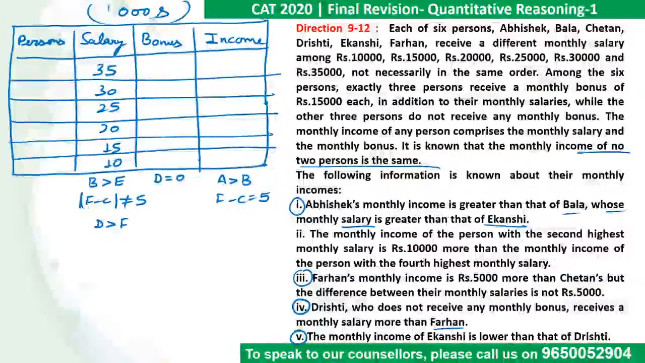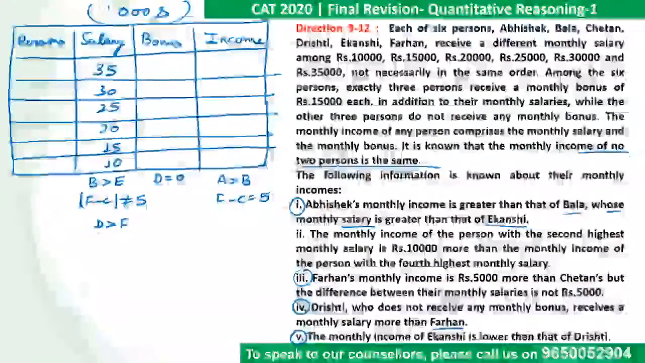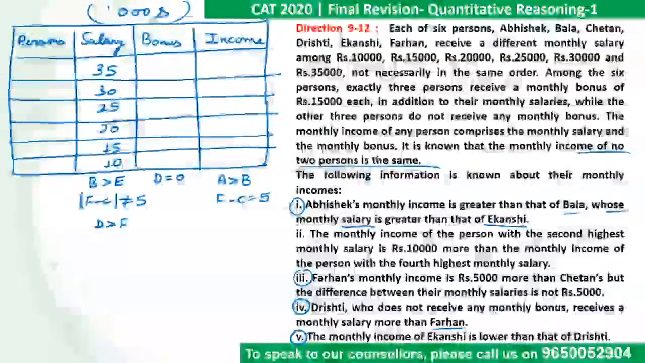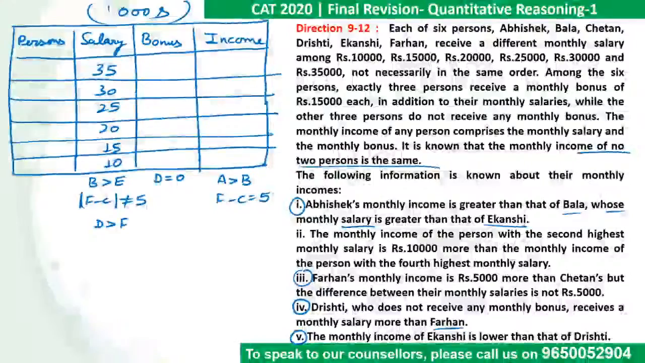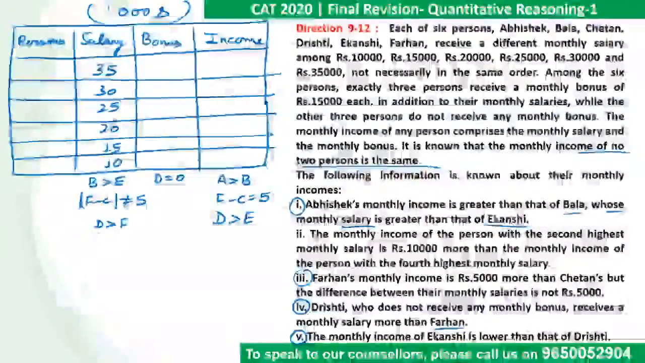No, Vikram, that is not given. They are saying that income of no two person is same. That is a different thing. The monthly income of Ekanshi is lower than that of Drishti. So monthly income of Ekanshi is lower than the monthly income of Drishti. Okay, this is the relation given. We'll check it out.